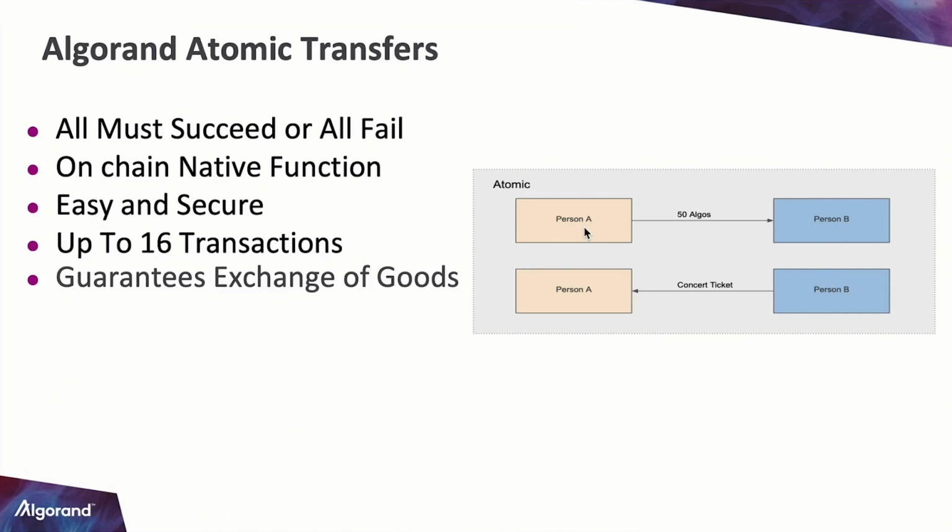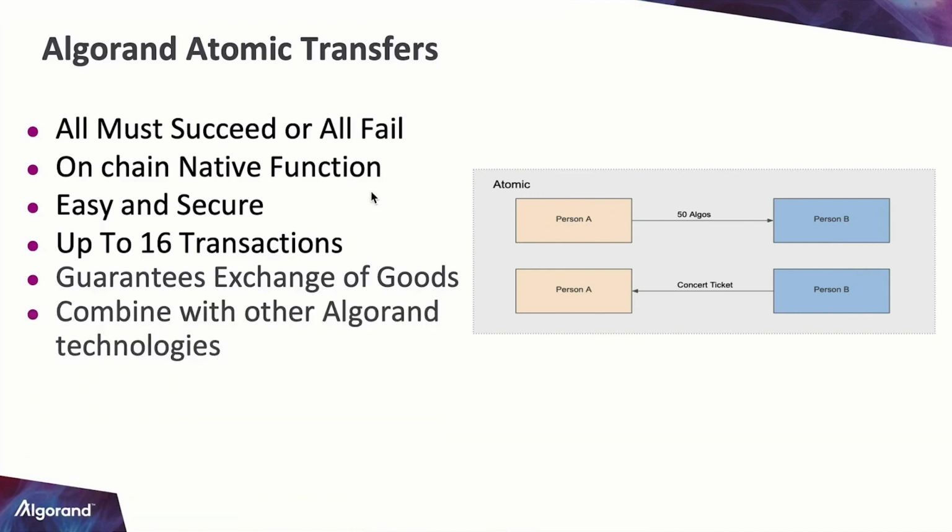So in the example on the right, if person A sends 50 algos to person B, they're expecting to get a concert ticket back. So person B is going to send the concert ticket. If all of this happens, or none of this happens. So if only 50 gets sent to person B and B doesn't send the concert ticket, those 50 algos never got sent from person A. So that's exactly how it works.